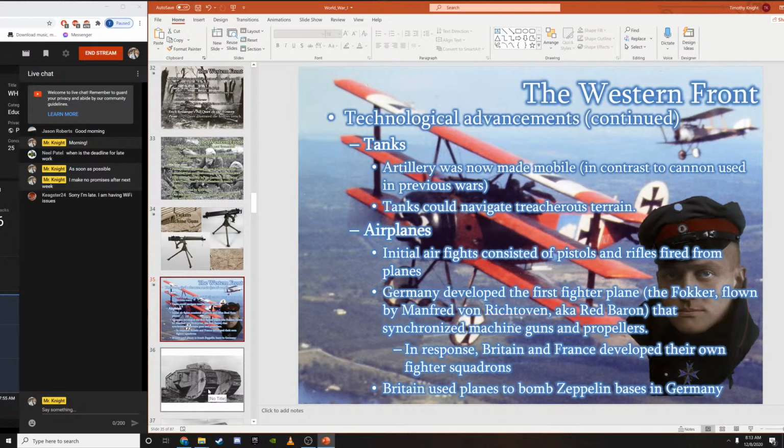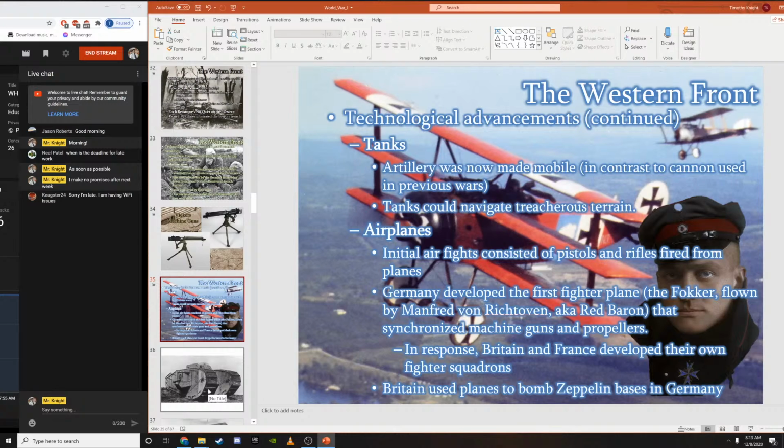And the British also began using planes to bomb German Zeppelin bases, and that was the other side of Germany, is they used Zeppelins, or large blimps, that were really pretty amazing looking.